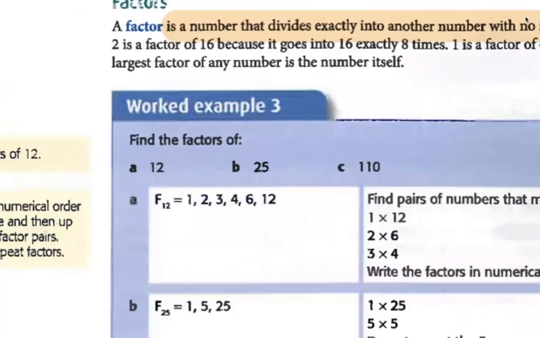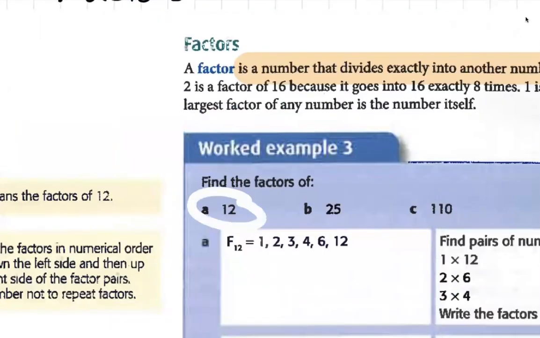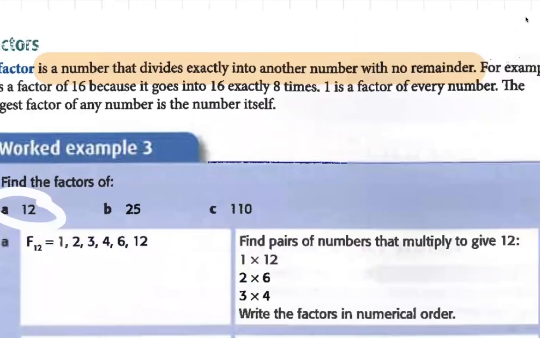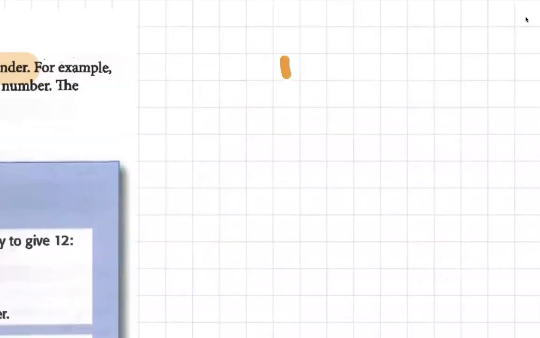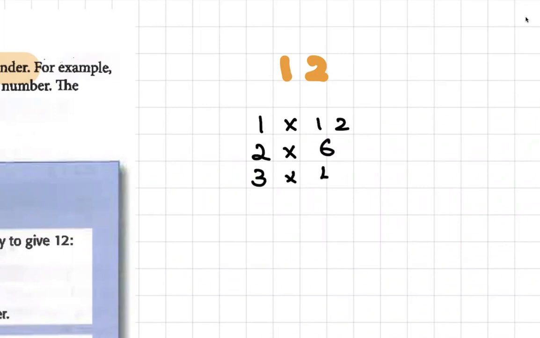What do I mean by that? If you see a question like this, for example, they ask us to find factors of 12. I suggest that you write 12 here, and then you start with the number 1. 1 multiplied by 12. So try 2. 2 times what is equal to 12? 2 times 6 is equal to 12. 3, is it possible? 3 times 4 is possible.